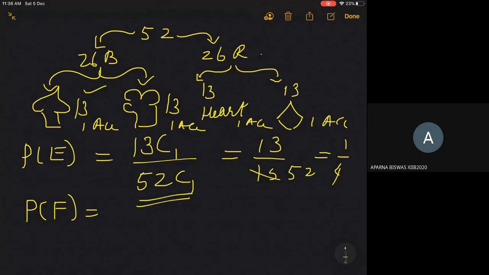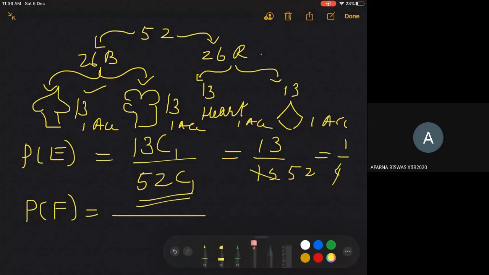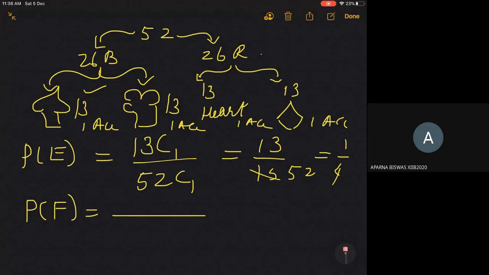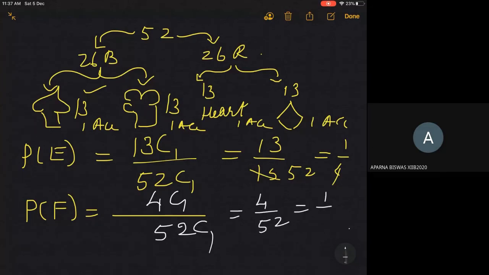So the probability of F will be n of F by n of S. So n of F means the number of ways of selecting one ace from 4 aces, which can be done in 4 C1 ways, divided by the number of elements of the sample space. So that is 4 by 52, and you get 1 by 13.